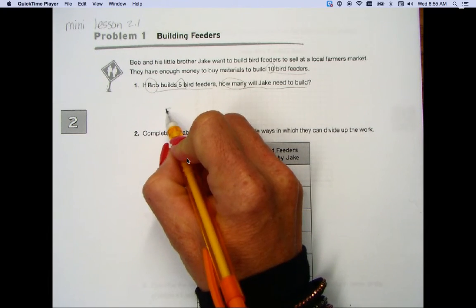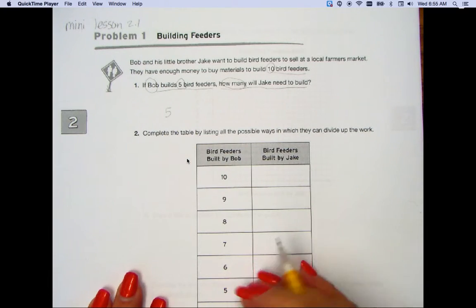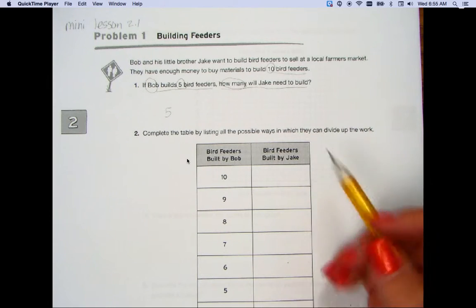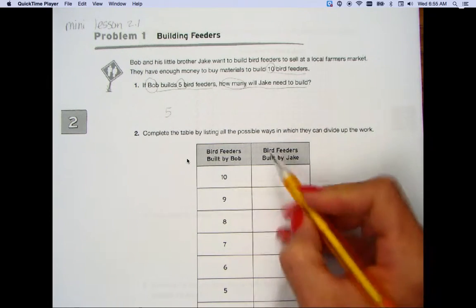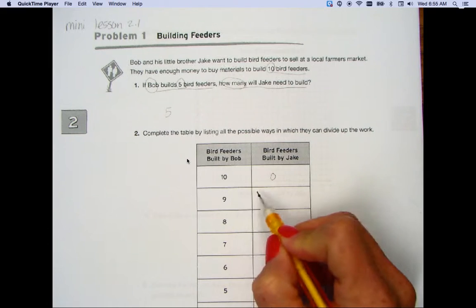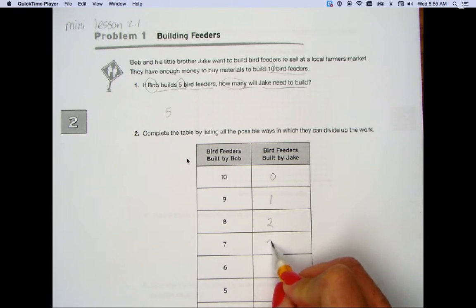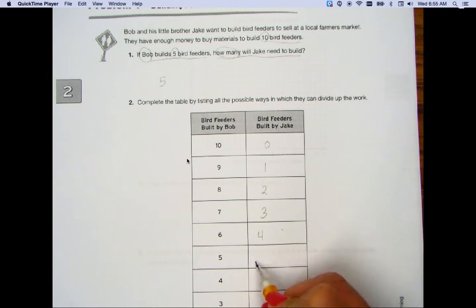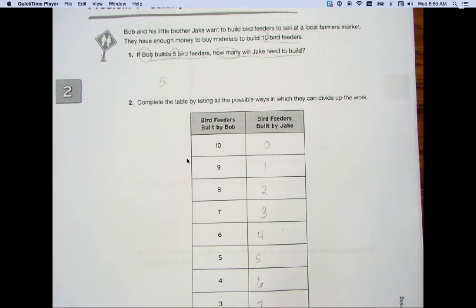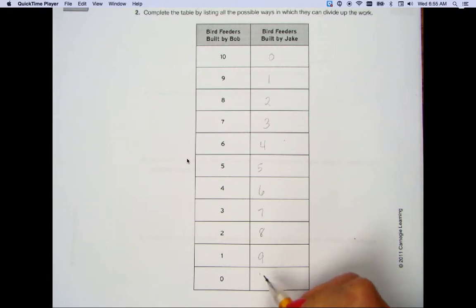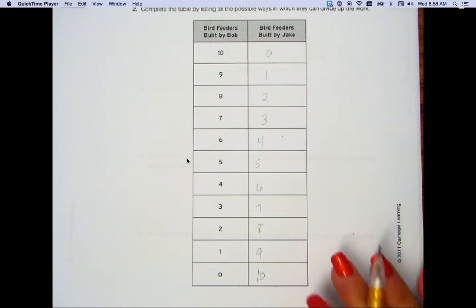Okay, so if they're going to build 10 total, then Jake has to build 5. So let's just complete the table. If he builds 10, he's going to build 0. 9 plus 1 makes the 10. 8 and 2, and I see a pattern, so I'm going to just run with this pattern. So it's important to see that in every single row, the sum of the two numbers is 10.